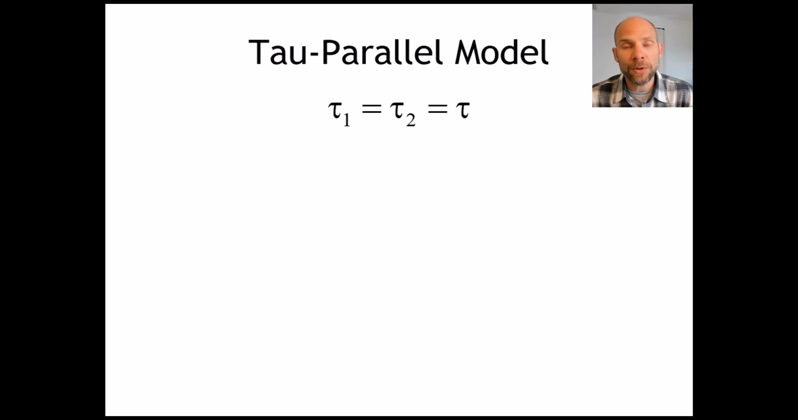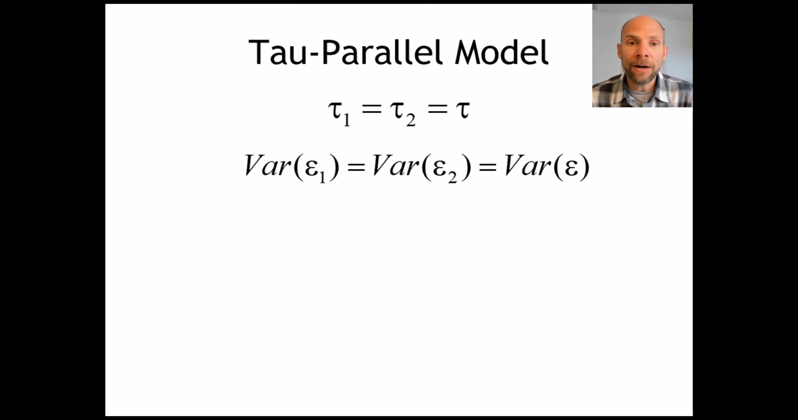So the tau parallel model assumes the identity or equality of all true score variables. So for example, if you had multiple IQ tests, then the tau parallel model would say they all measure exactly the same true score variable. And then as a consequence, we can replace those individual true score variables by a single common true score variable or factor. Furthermore, the model assumes that the error variances are equal for all tests. So in the case of 2 tests, we would have variance epsilon 1 is equal to variance epsilon 2 is equal to variance epsilon. So there's only one error variance parameter to estimate.